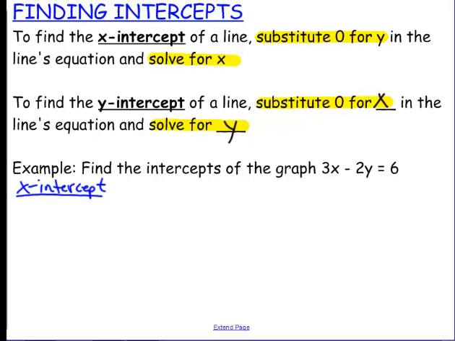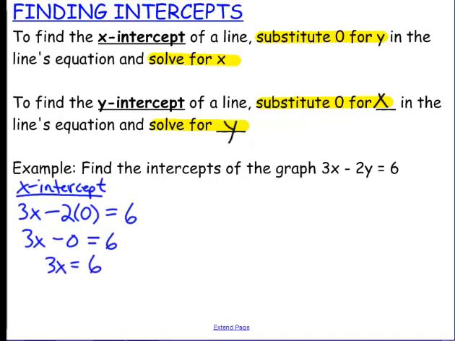I'm going to write that exact same equation, but wherever I see a y, I'm going to substitute a 0, and then solve that equation for x. So I start with 3x minus 2, and instead of a y I put a 0, and that all equals 6. Now we're just looking at a pretty basic equation: 3x minus 2 times 0 equals 6. 2 times 0 is 0, so I have 3x minus 0 equals 6, and 3x take away nothing is still just 3x. So 3x equals 6. Using inverse operations to get x by itself, we divide by 3, and x equals 2. We found the x-intercept: x equals 2.